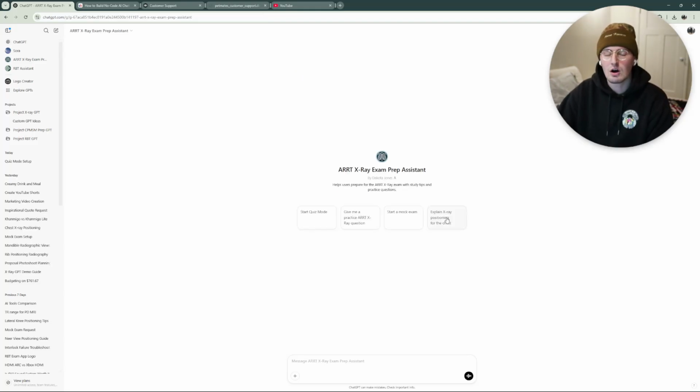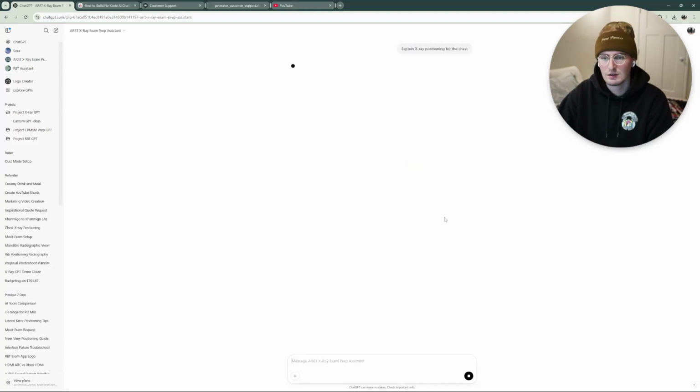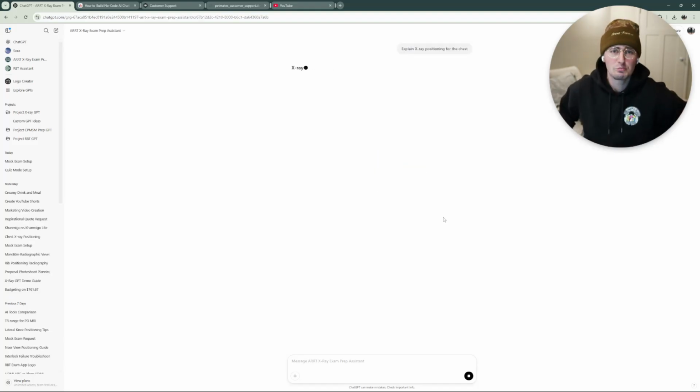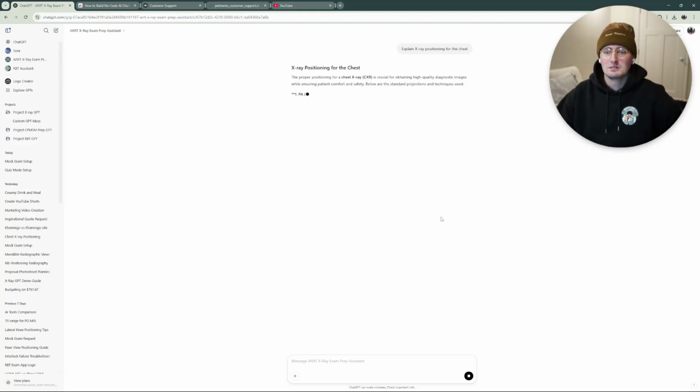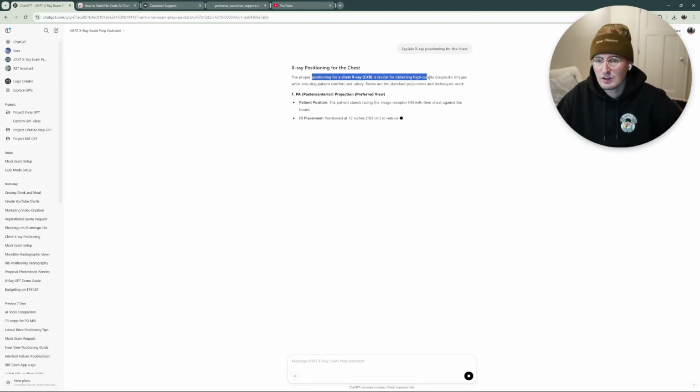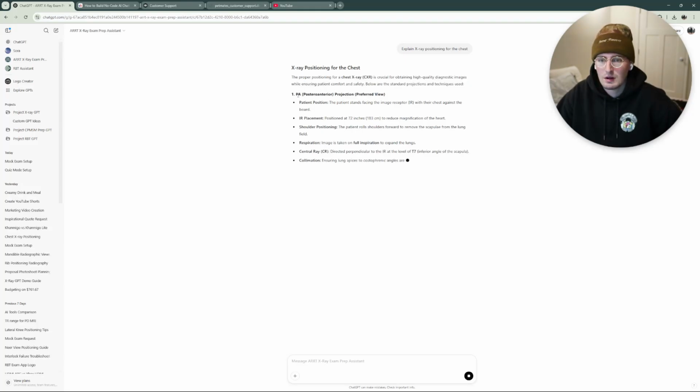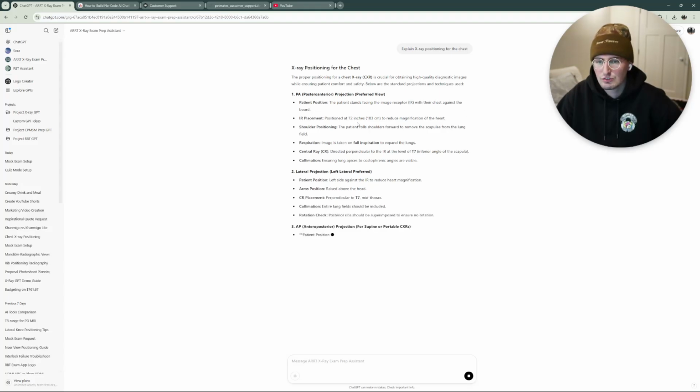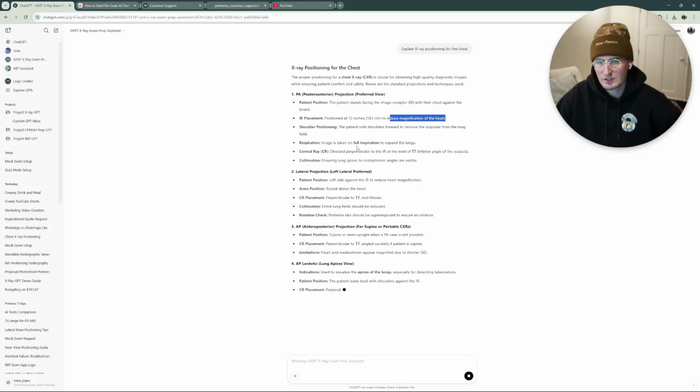Let's see. You can also ask it positioning for a chest. Boom. The most basic X-ray. Proper positioning for X-ray chest, crucial for obtaining high quality images. PA, perfect. Patient position, standing facing IR. 72 inches, and it even says why. Shoulder positioning, roll shoulders forward, perfect. Full inspiration. Yep. T7. Yep.